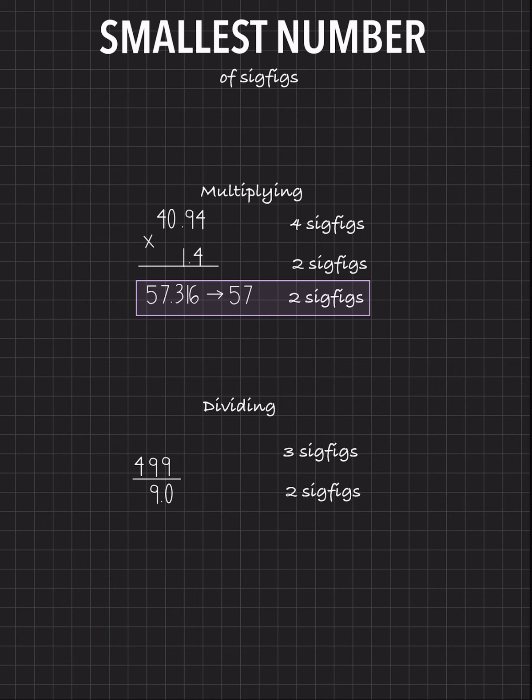Now, what about dividing? Again, I look at the number of sig figs. So 499 is 3 sig figs. 9.0 is 2 sig figs. So my answer, again, will have to be 2 sig figs.